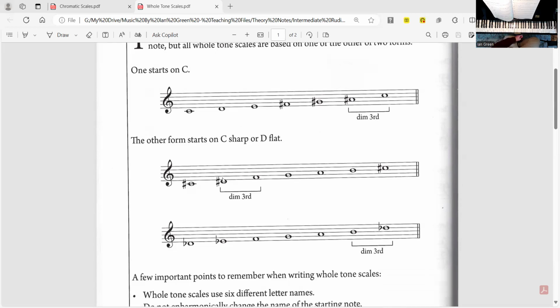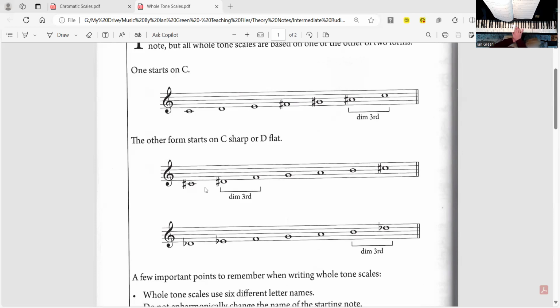Another interval that we can see in the whole tone scale starting on C sharp is right here from D sharp to F. C sharp, D sharp, but then a whole tone goes up to F. Then we can go to G, A, then to B, and then to C sharp.